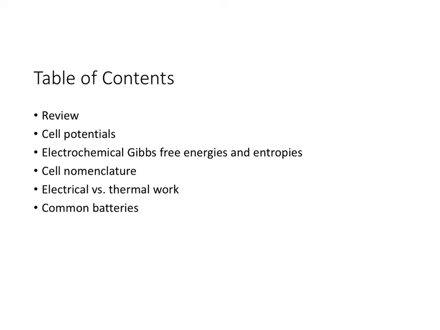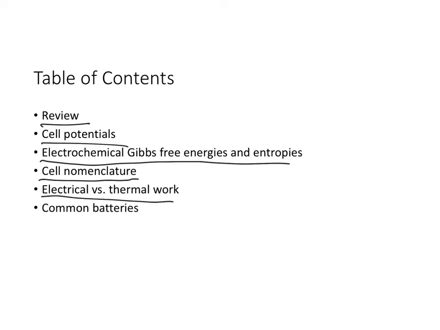Here's what we're going to be talking about today. We'll review what we talked about last time. We'll get to how to calculate the electromotive force or the voltage of a cell. Then I'll show you briefly how to calculate the Gibbs free energy from that electromotive force for a cell. We'll review the cell nomenclature for an electrochemical cell that you learned in general chemistry. We'll see a comparison between electrical and thermal work. And then we'll see some of the examples of reactions that are occurring in common household batteries.